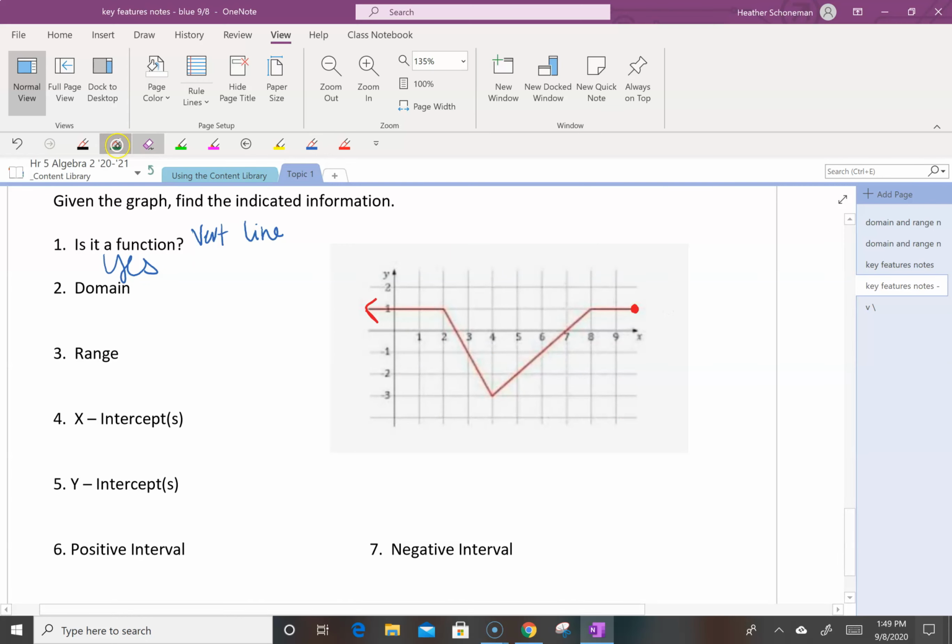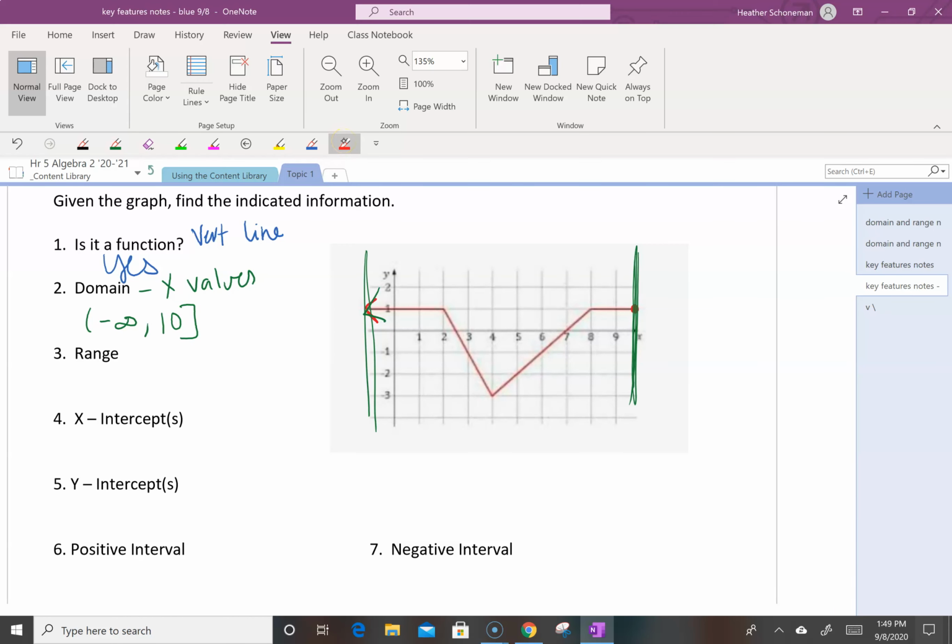The domain is your x values, so we're going to read that off the x. It's the left and right boundary. So the left boundary, there's an arrow, it keeps going. So the left boundary is negative infinity. The right boundary is 10. It's a closed circle, so we have a bracket.